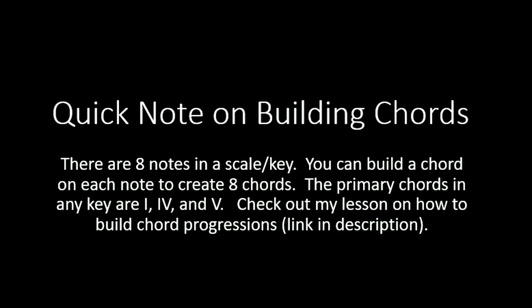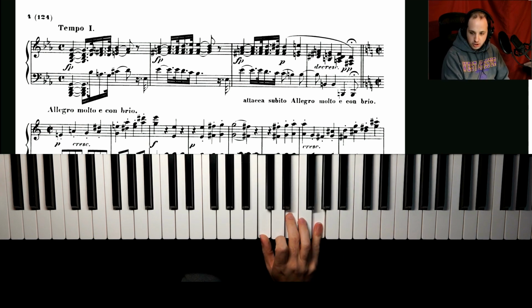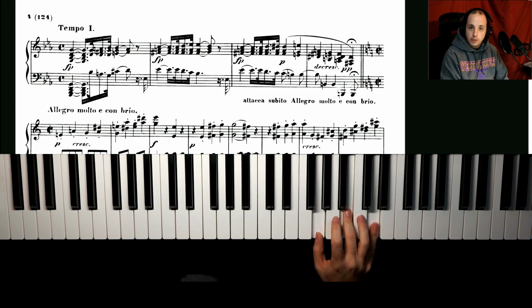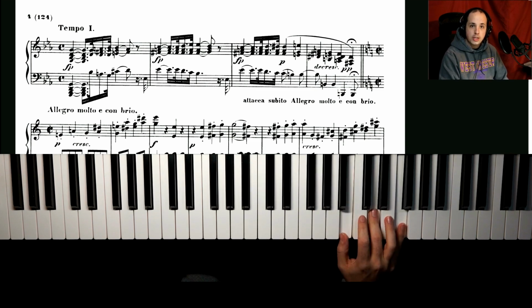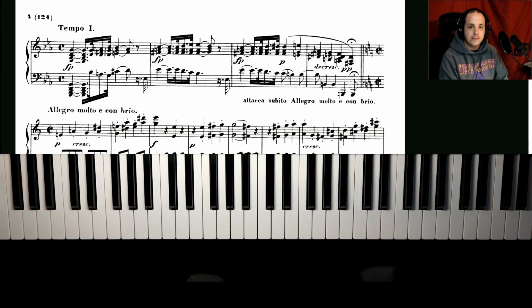A quick note on building chords. So there are 8 notes in a scale or a key, and you can build a chord on each note to make each chord. So let me show you. So you have the key of C major, and you have 8 notes in this scale. Well, if you stack notes evenly on each note of the scale, you can have chords. There are 7 individual notes, so there are 7 individual chords that you can use in a key.